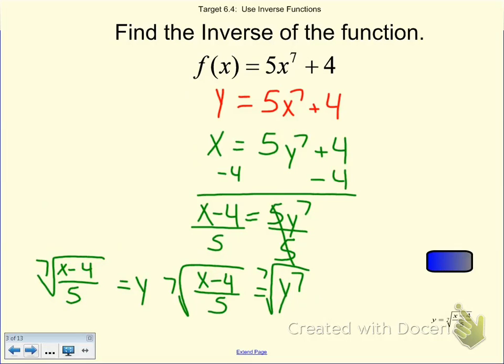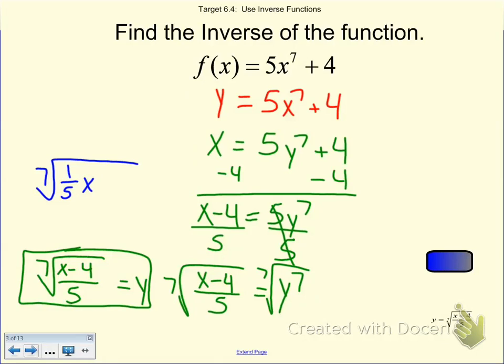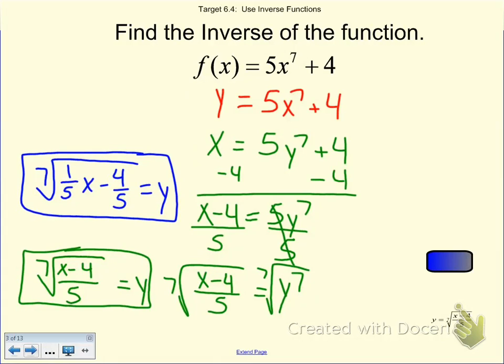We are not going to rationalize the denominator in this case. This is our answer. You could, however, have separated that fraction and had the following as your answer. The 7th root of 1/5 x minus 4/5 equals y. And that is a perfectly acceptable answer as well. Okay? Next problem.